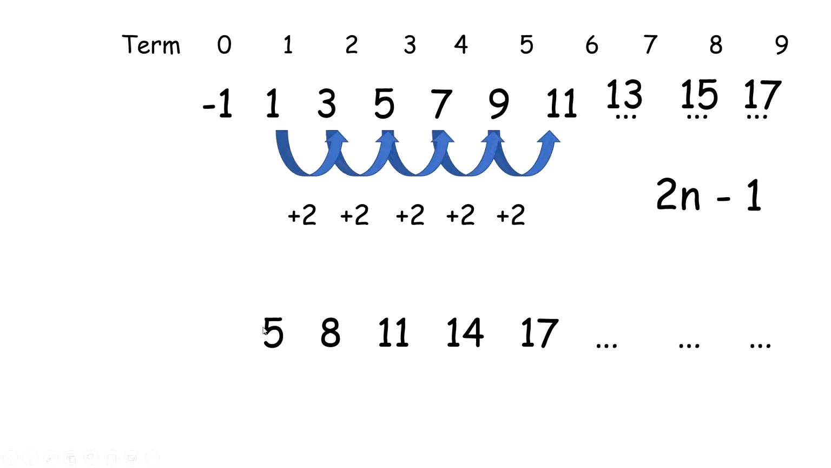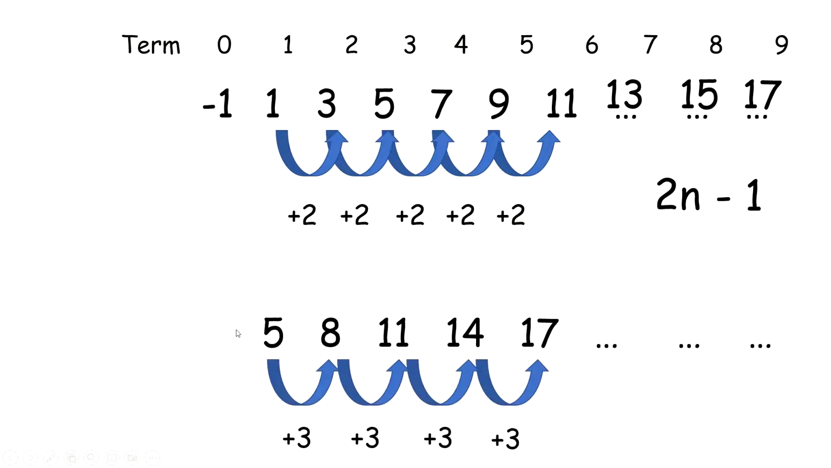So anyway, each time you go up by 3. So then we keep going. 17 plus 3 is 20, 20 plus 3 is 23, and 23 plus 3 is 26. So that's simple year 7 stuff, or possibly lower.